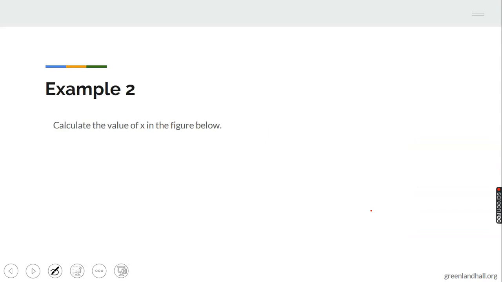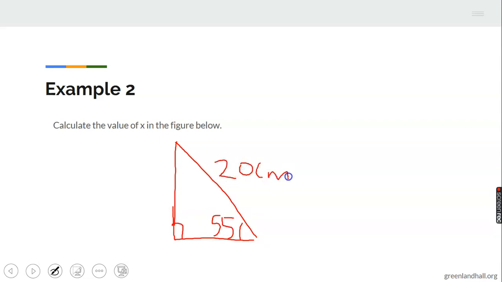Now, we want to look at the example. We know that sine and cosine are used to calculate the length of the unknown side of any triangle, maybe acute or right angle triangle. Now let's look at this example. We want to calculate the value of x in the figure below. Where is the figure? Let me draw it out. We have a right angle triangle. This is angle 90. The angle here is 55 degrees. Then the length here is 20 centimeters, and we are looking for x.